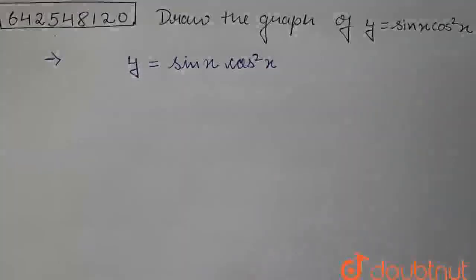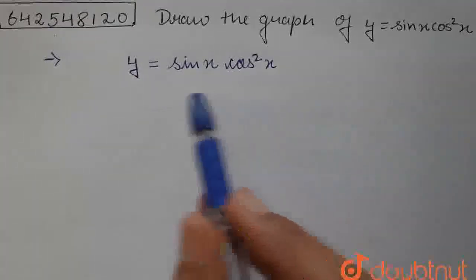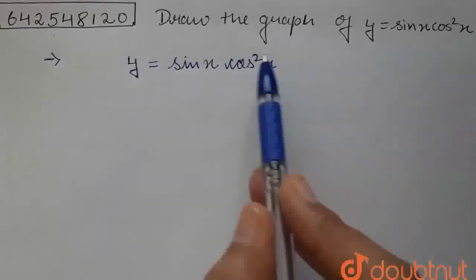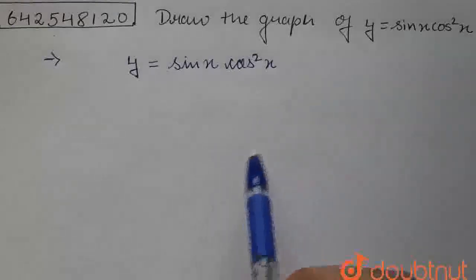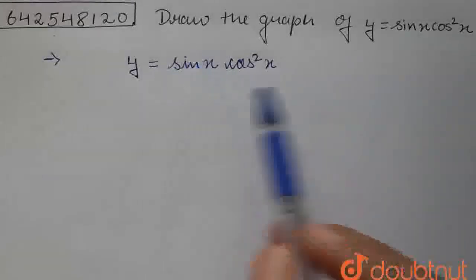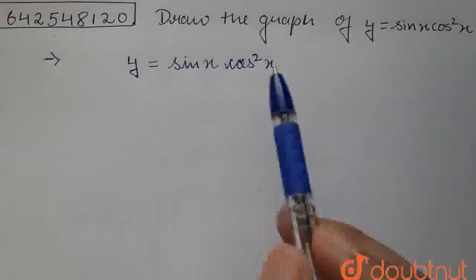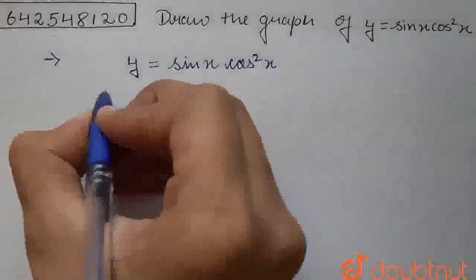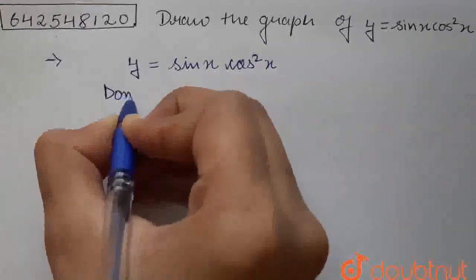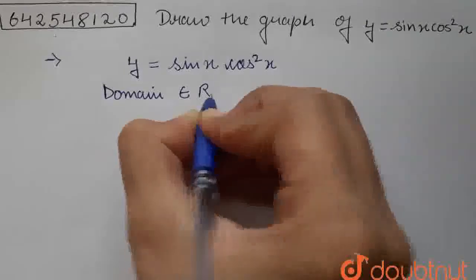Okay, so now let us discuss some important points before proceeding. The domain of this whole thing will be R, real numbers. Why? Because the domain for sin x is R and also cos x is R. So the domain of sin x into cos square x will also be R.